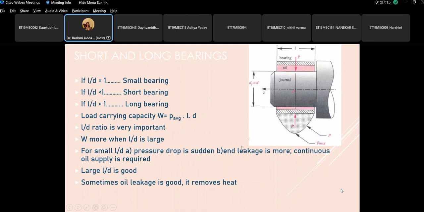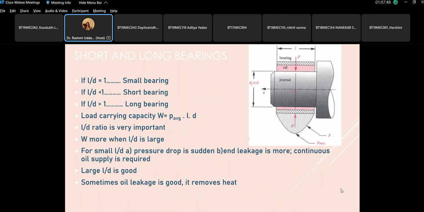A numerical may not give you all the details, but with some hint, such as continuous oil will be supplied, it means you can go with a small L by D ratio. Or if excess heat would be generated is mentioned in the numerical, it means you have to make sure that heat is effectively dissipated. Or if the problem statement says that the pressure drop should not be sudden, you must select a larger L by D ratio.